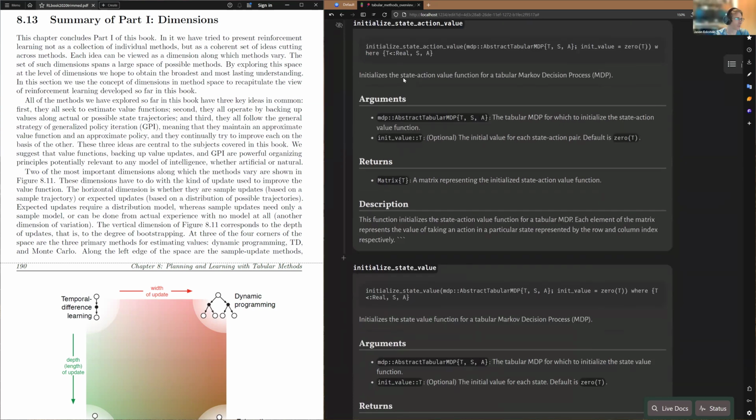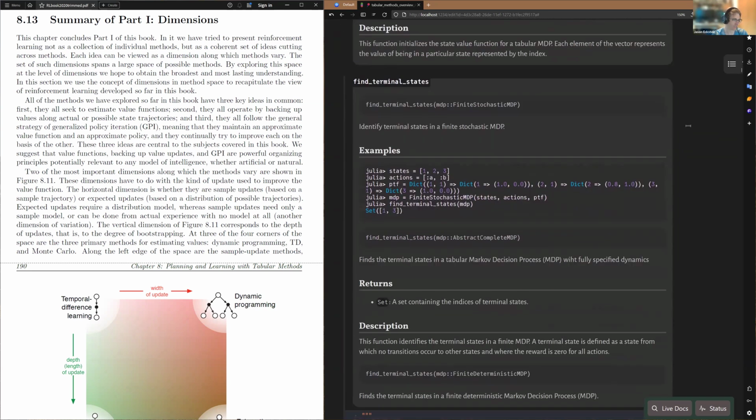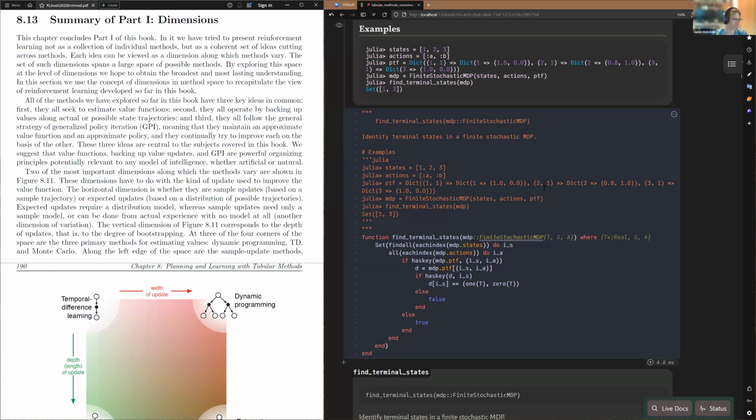So then there are some helper functions here to initialize a value. Actually, I'll get to this later because I haven't even said what the value function is, but these are just some various helper functions.